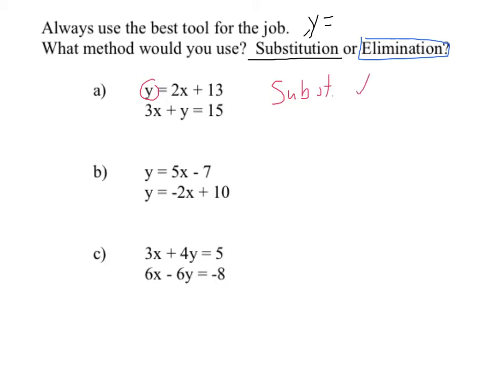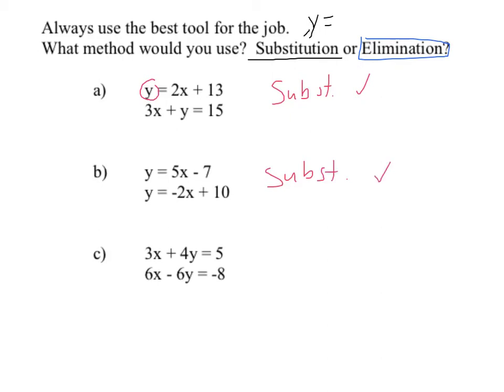Next equation, here you have two equations solved for a variable. Not just one, but two, which actually gives you more choices when it comes to solving by substitution. You can plug either equation into the other. Definitely, this one is a substitution.